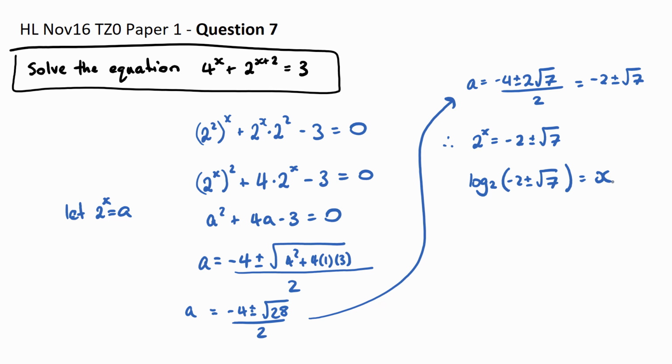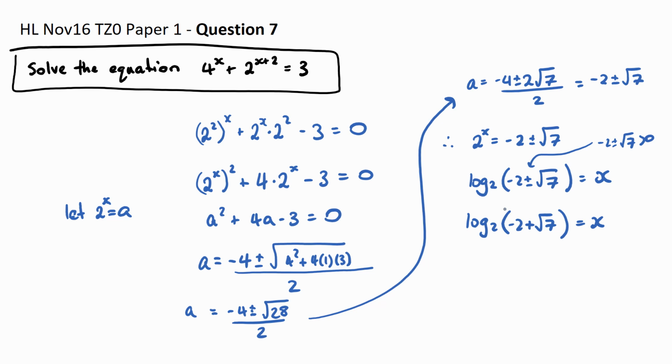Okay, we have to be smart here. This can't be negative 2 minus root 7, because we'll have a negative number inside of our log. So let's put a little note in here. Negative 2 plus or minus root 7 needs to be greater than 0. Very important. So the only one that I can use is the positive root 7, because root 7 is greater than 2. It's about 2 point something. So this will give us a positive answer. So log base 2 of negative 2 plus root 7 equals x.